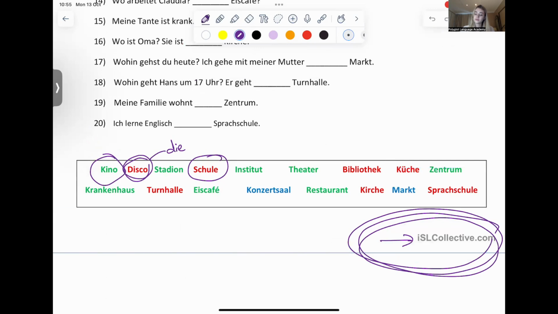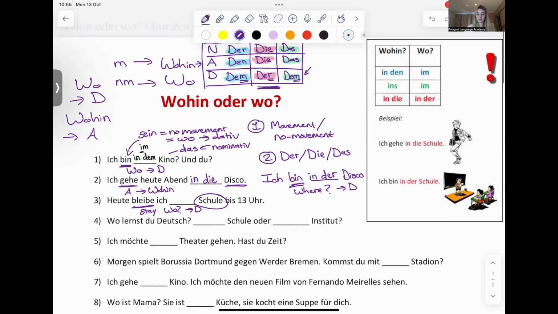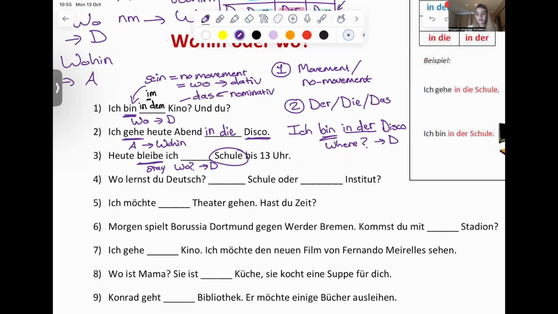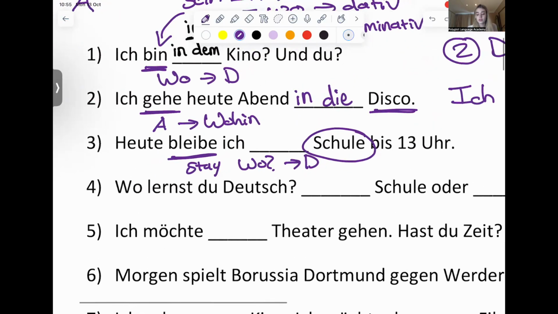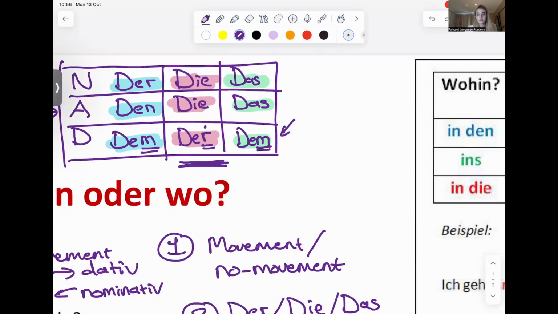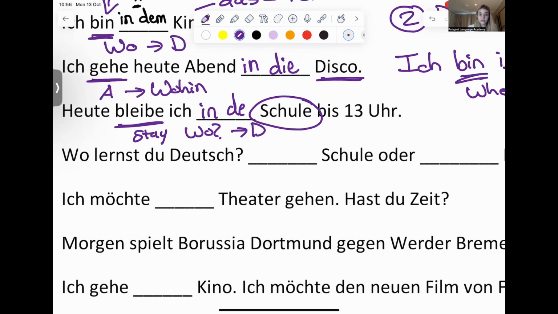Oops. Um, my Zoom meeting link. Okay. Heute bleibe ich. Okay, es ist die Schule. But now we know if you're saying where you are, then it's probably going to change. So die changes to der. Der. So now you're saying, heute bleibe ich in der Schule bis 13 Uhr.